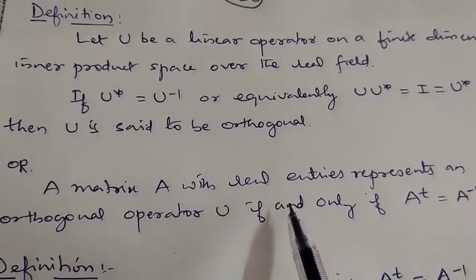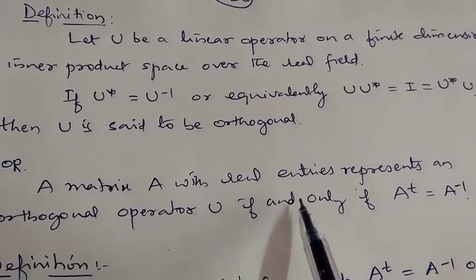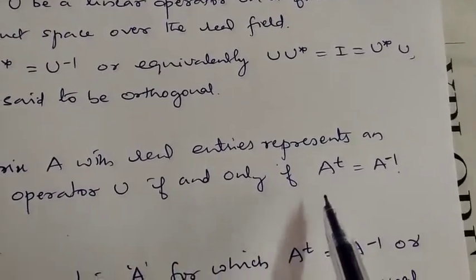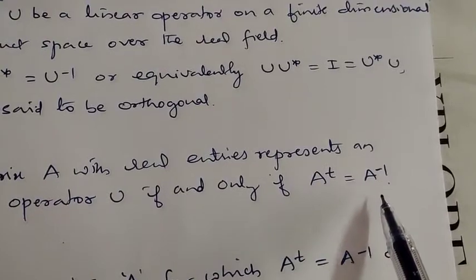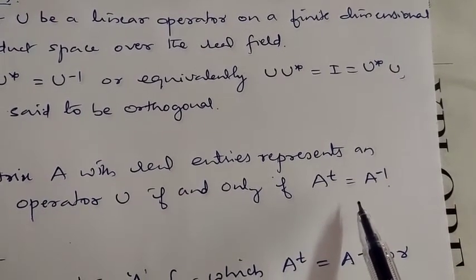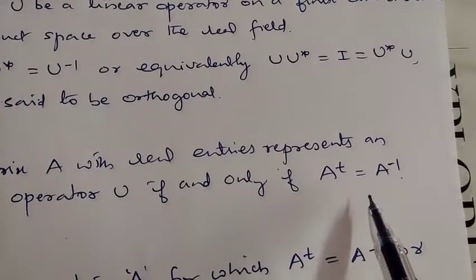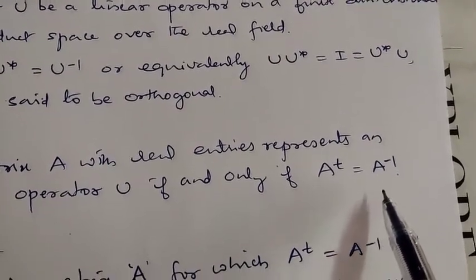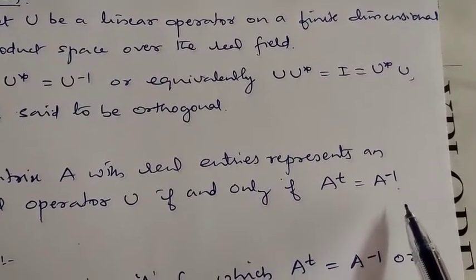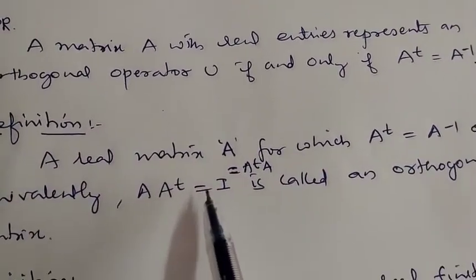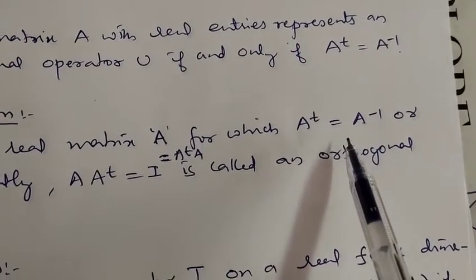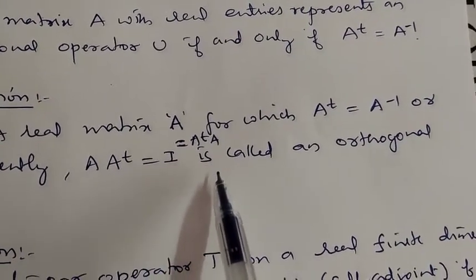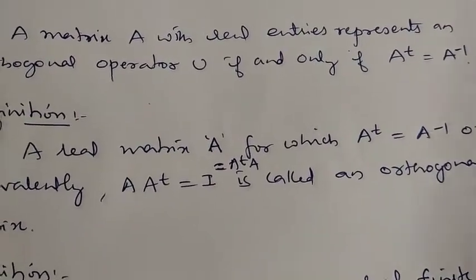A matrix A with real entries represents an orthogonal operator U, or the matrix itself is called an orthogonal matrix, if and only if A transpose is the same as A inverse. So a real matrix A for which A transpose is equal to A inverse, or A into A transpose is I, which is the same as A transpose into A, is called an orthogonal matrix.